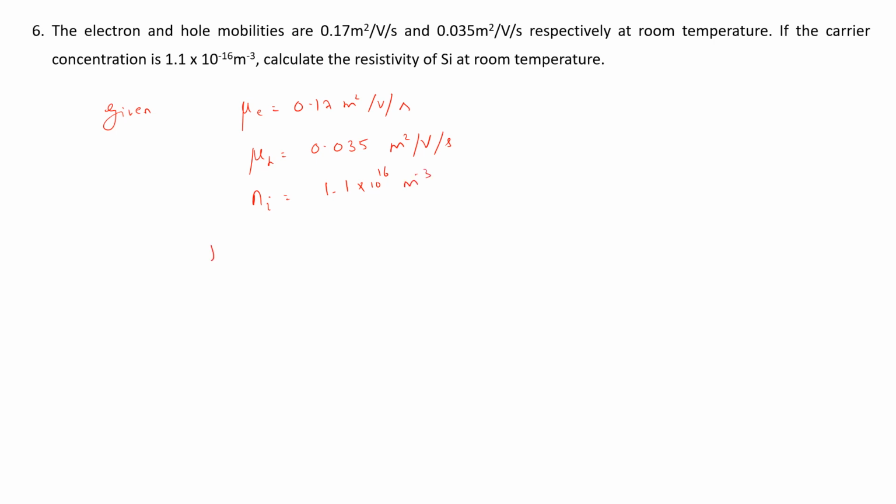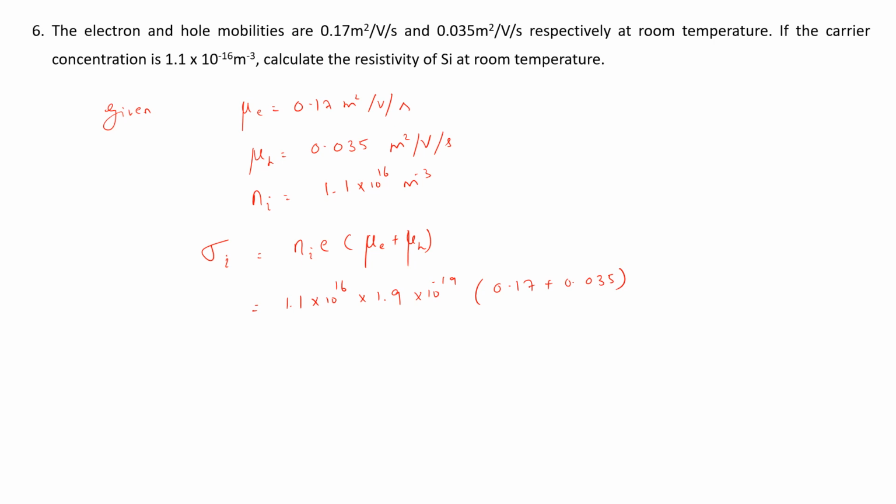So now write the equation. We know sigma I is equal to Ni E into mu E plus mu H. So 1.1 into 10 power 16 into 1.9 into 10 power minus 19 within bracket 0.17 plus 0.035. So I am also doing along with you in the calculator, so please do.